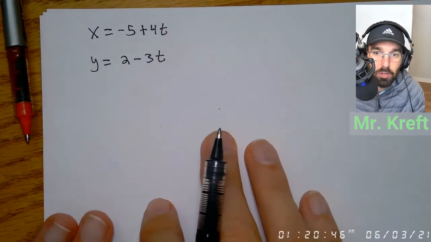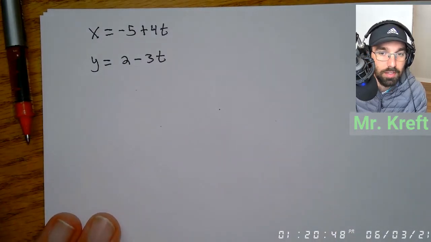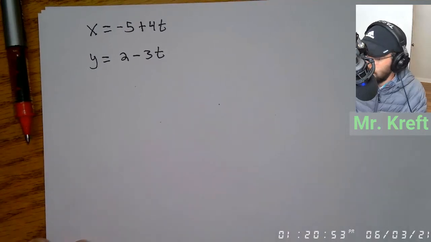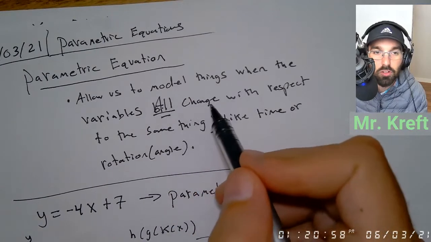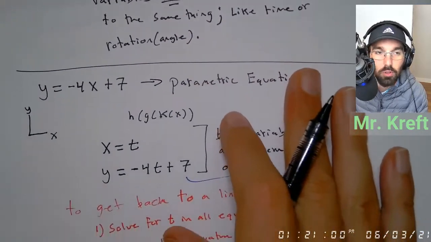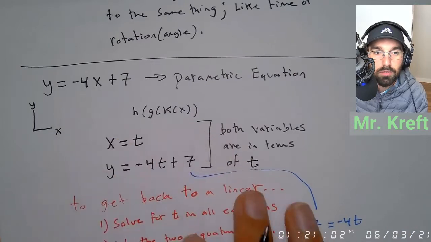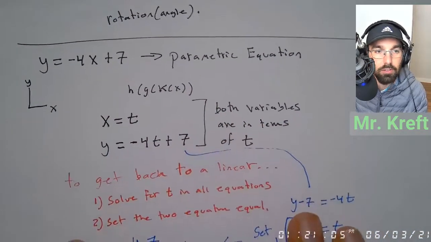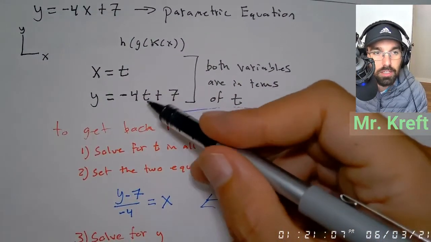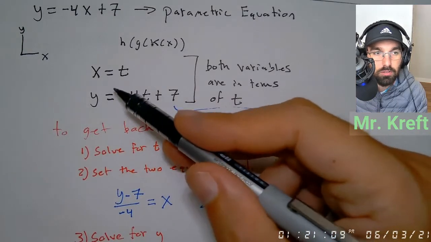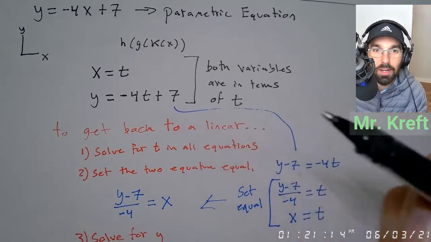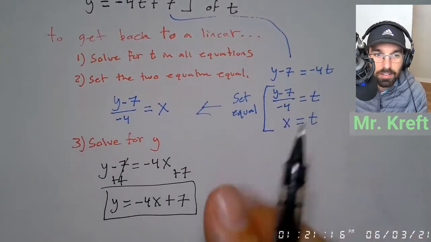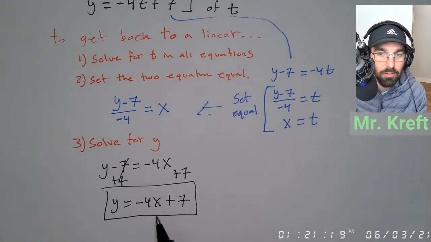So a parametric equation is just another way of describing the same thing that a linear equation would. It allows us to model things when the variables all change with respect to the same thing. So this is input, output. This right here is the exact same thing, and I tried to prove that to you. This parametric equation, x equals t, y equals negative 4t plus 7, is the exact same thing as y equals negative 4x plus 7.